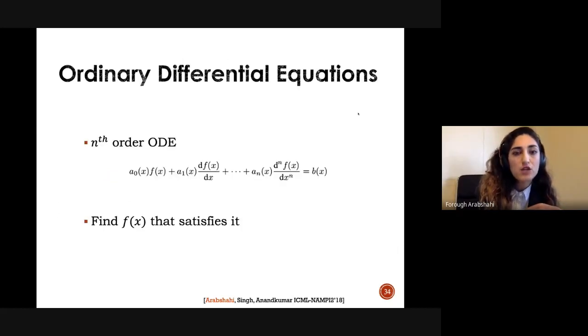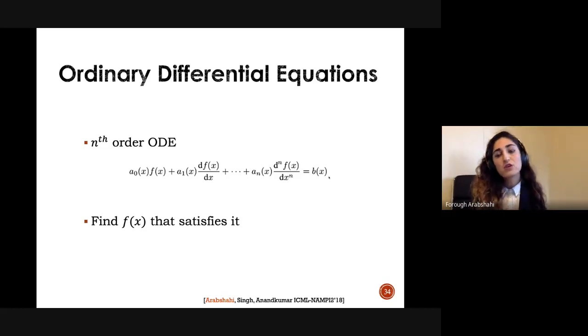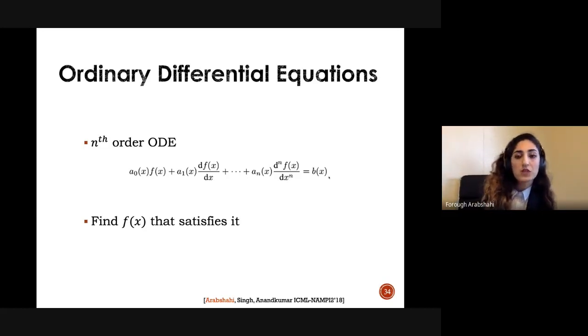The other application of this model is in modeling ordinary differential equations. So the goal here is to find the f of x that satisfies this expression given a_i's and b. We have really good preliminary results showing the applicability of the model in modeling ODEs.